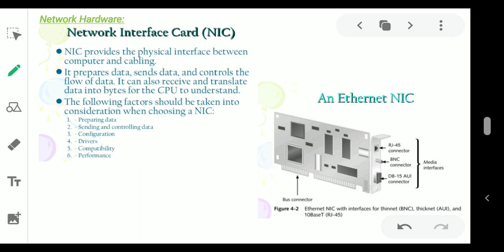What are actually the functions of this NIC? It is very important. Function 1 is data flow control. It will control the flow of the data in and out of the network system.